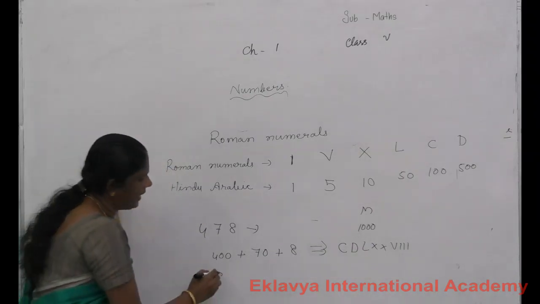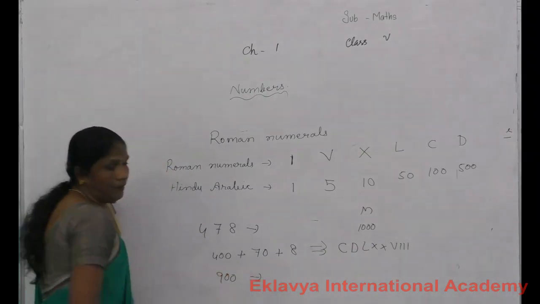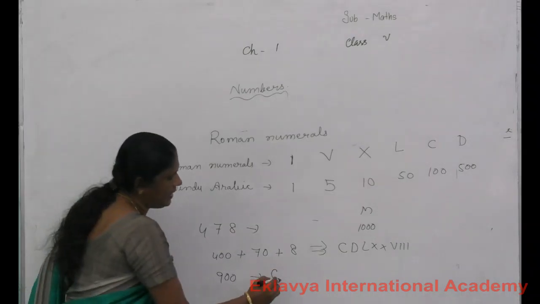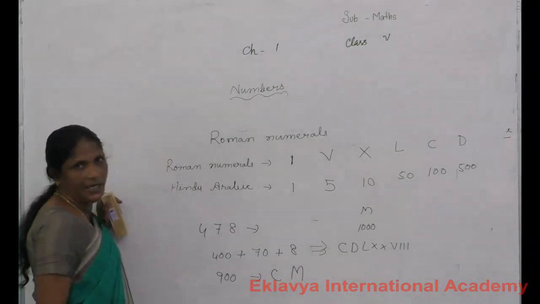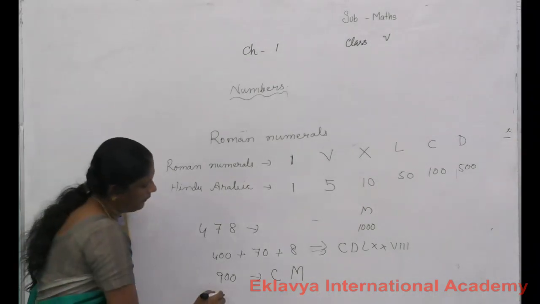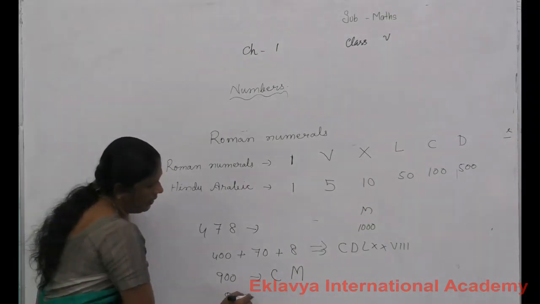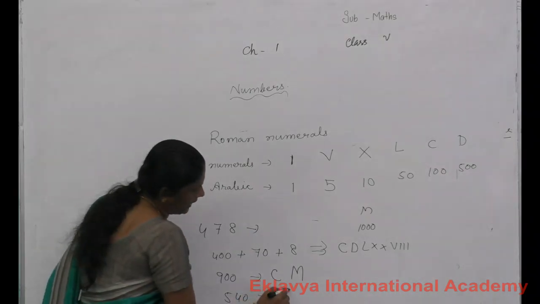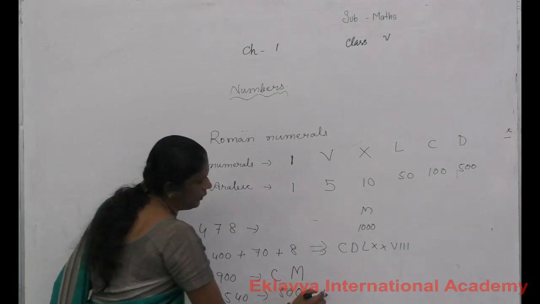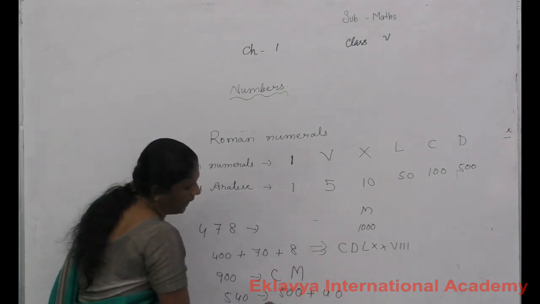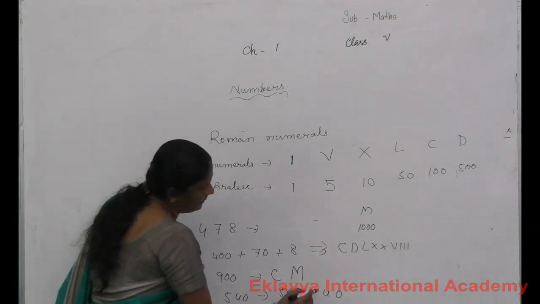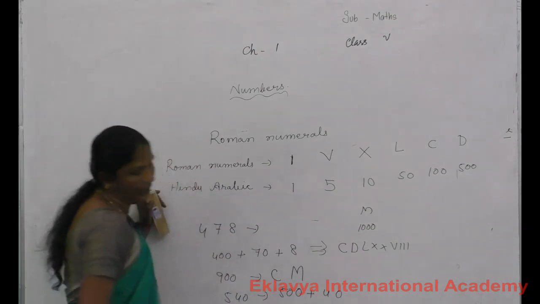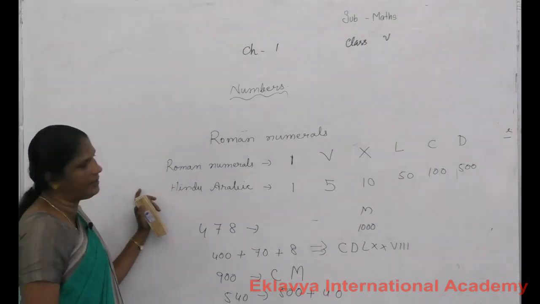Understand? Then 900. Which symbols do we write? C and M. Then 540. How to write? 500 plus 40. 500 is D. Then 40 is X and L. So 540. Understand this?